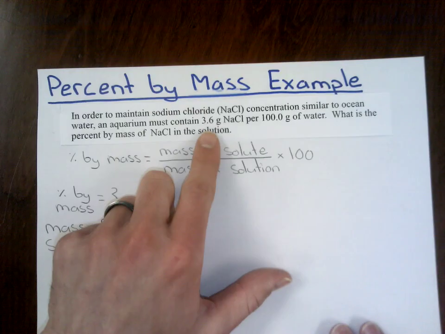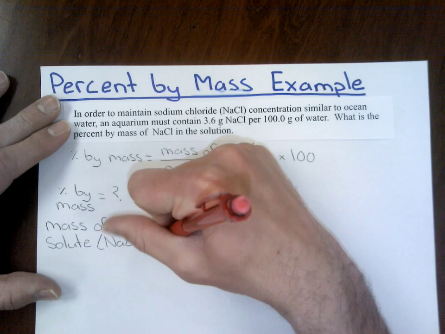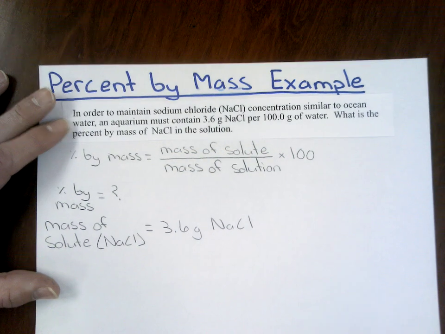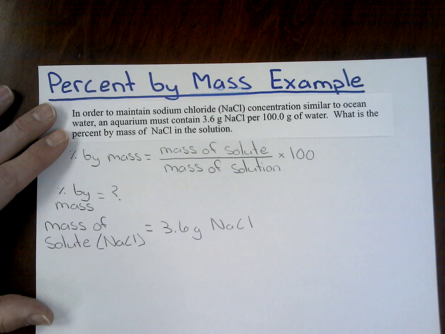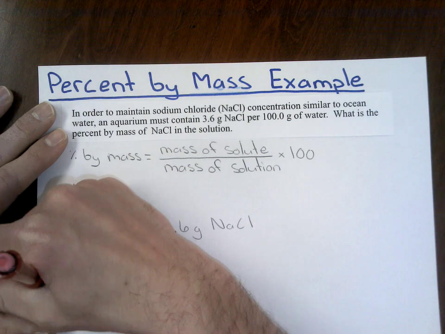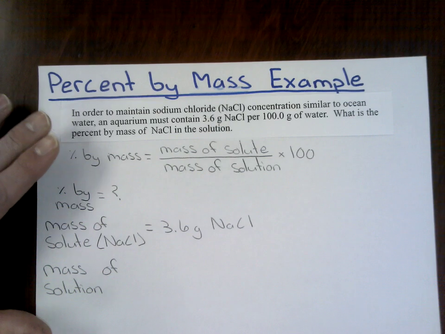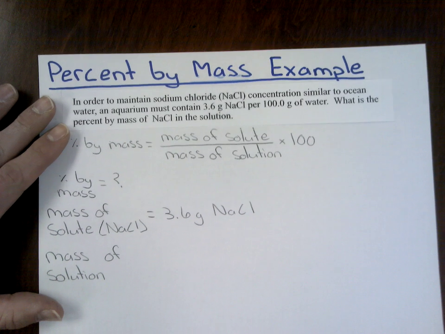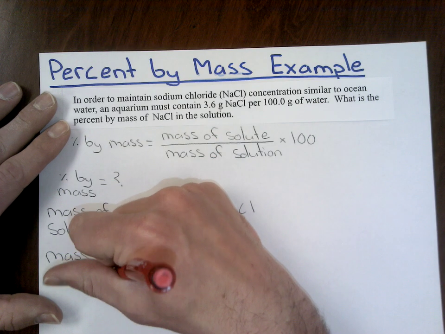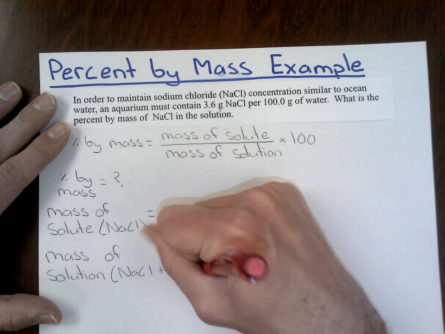Well, we look here in our problem, and it says we have 3.6 grams of NaCl. So in here, we're going to put 3.6 grams of our NaCl, and then we get down to the mass of the solution. Now remember, from the previous page of notes, the mass of the solution is going to be the solute plus the solvent. Well, in this case, it is going to be our NaCl plus our water, which I'm going to use the chemical formula for water, H2O.